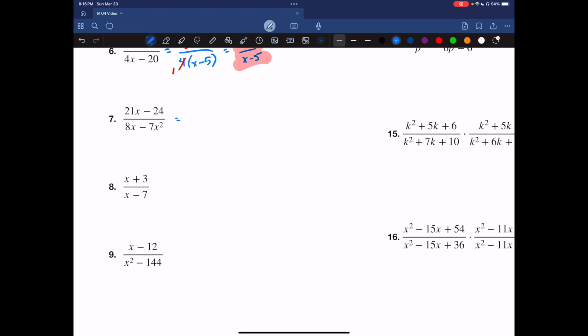Okay, on 7, we have 21 and 24. They don't go into each other, but there is something that goes into both of them, and that would be 3. So let me factor out a 3, or GCF, and that's going to leave me with 7x minus 8.